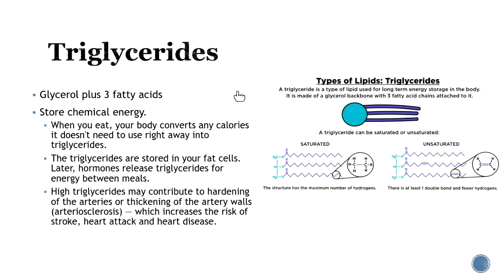Another member of the lipid family was the triglycerides. So basically a triglyceride is a glycerol, 3 fatty acids. Boom, boom, boom, boom. Now it's a type of lipid used for long-term energy storage in the body. So when we need it, this is a good source for energy. So we have our glycogen, which was a storage of carbs. We can also store energy in the form of these triglycerides. Now, it's going to be stored in your fat cells, and when your body needs energy, it's going to trigger the triglycerides to be released between meals.